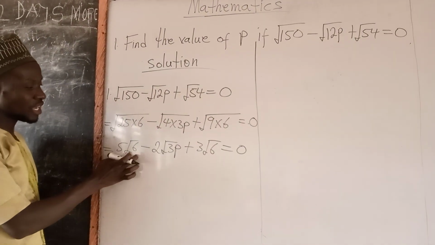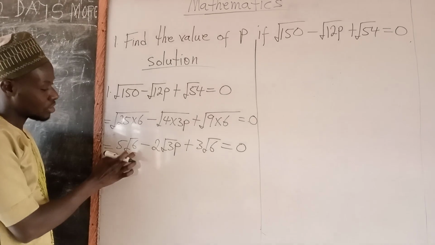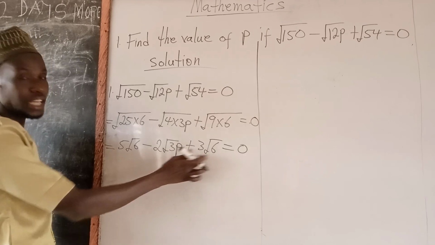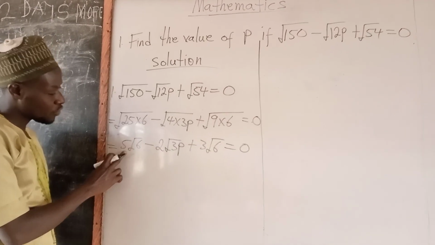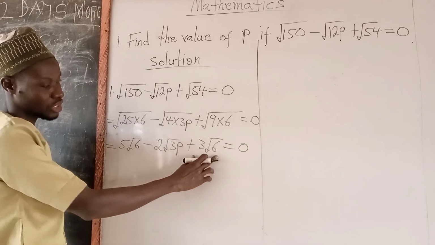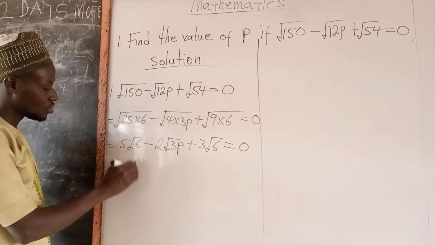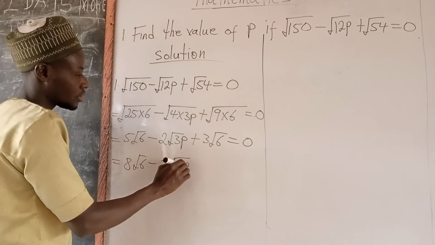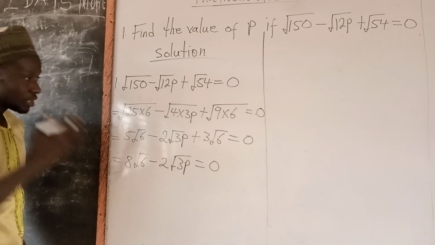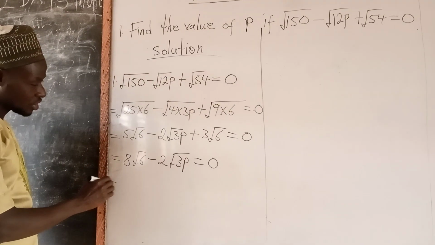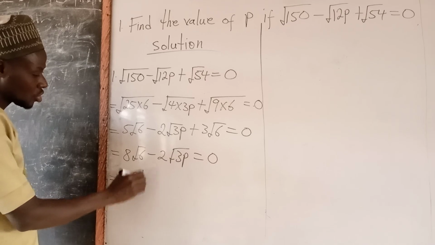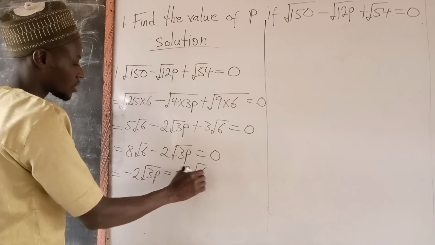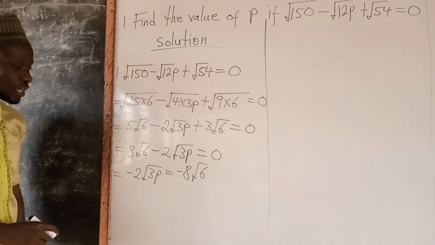So from here, you realize that you have common terms or common surds. So here, root 6, root 6. So we can add the common terms. So 5 root 6 plus 3 root 6 will give us 8 root 6 minus 2 root 3p is equal to 0. Then from here, we group our like terms. So this will give us minus 2 root 3p is equal to minus 8 root 6.